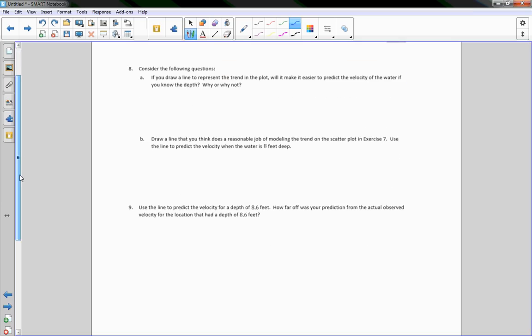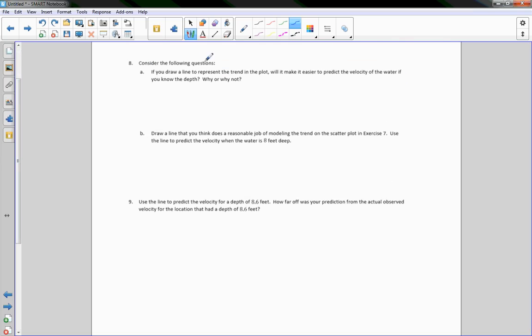Okay, and now question number 8 is just repetition, and I've already done it. It says, consider the following questions. If you draw a line to represent the trend in the plot, which I did, will it make it easier to predict the velocity of the water if you know the depth? And I would say yes, because if you do have a trend, then the trend line will intersect your depth line. So that's definitely a yes. And the reason is, if there is a line of best fit, then we can use it to predict.